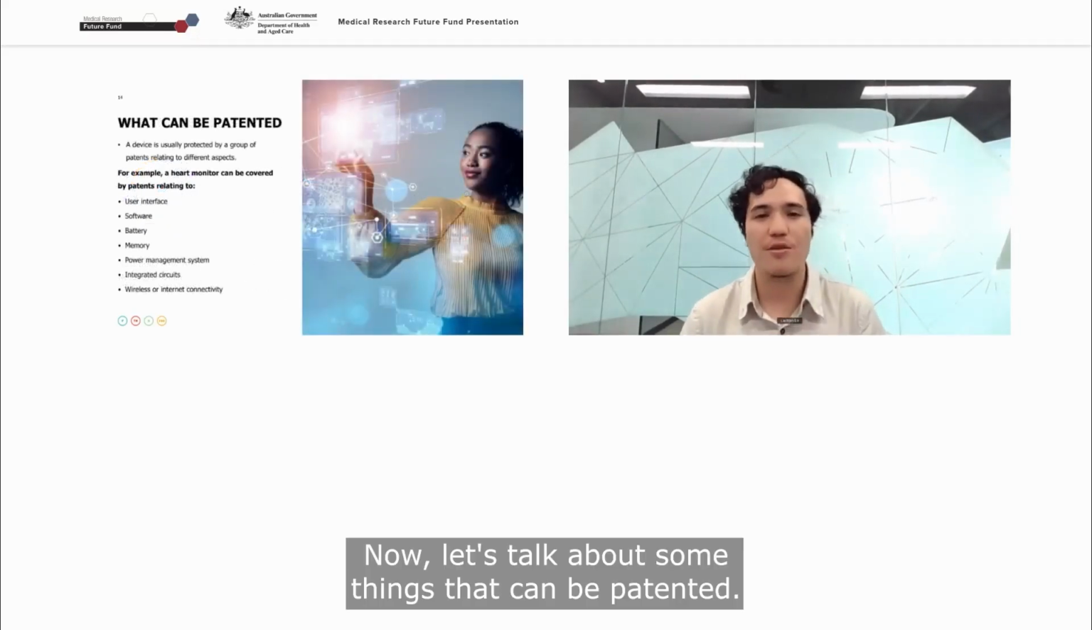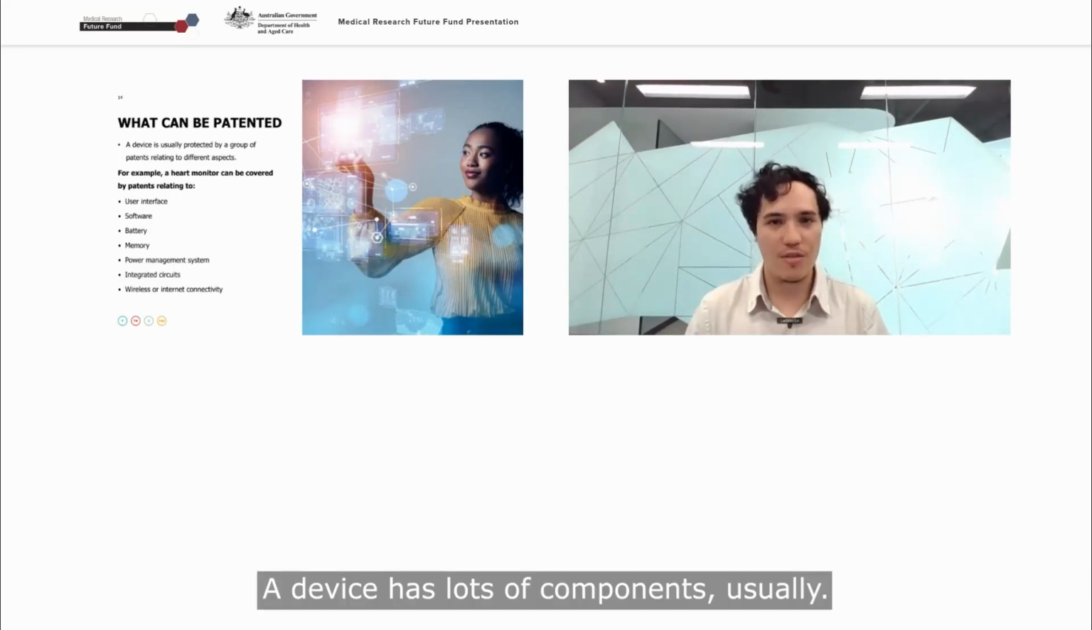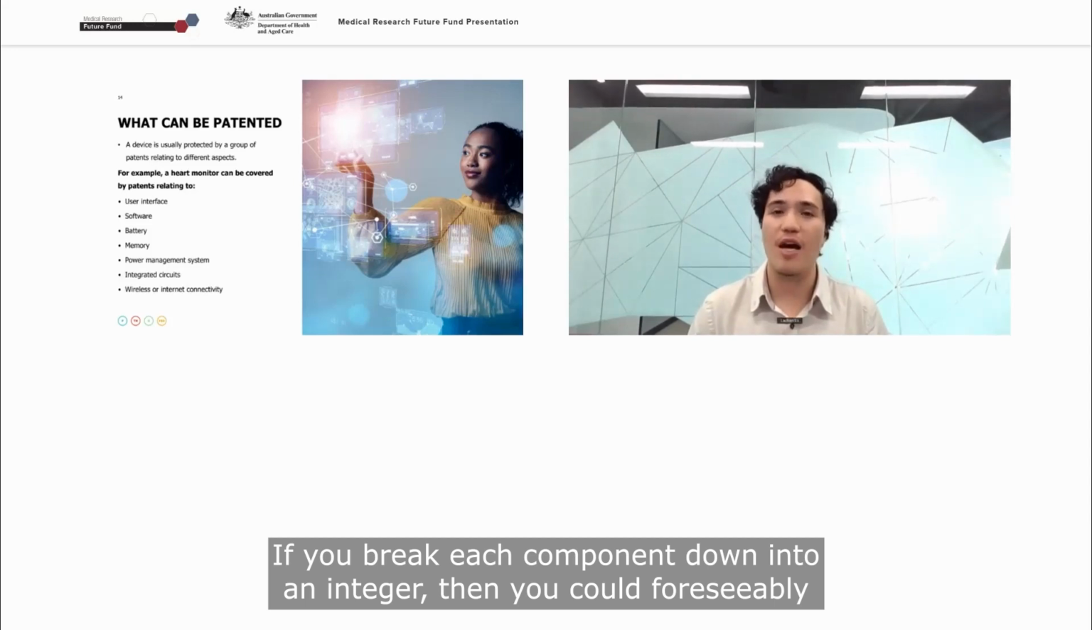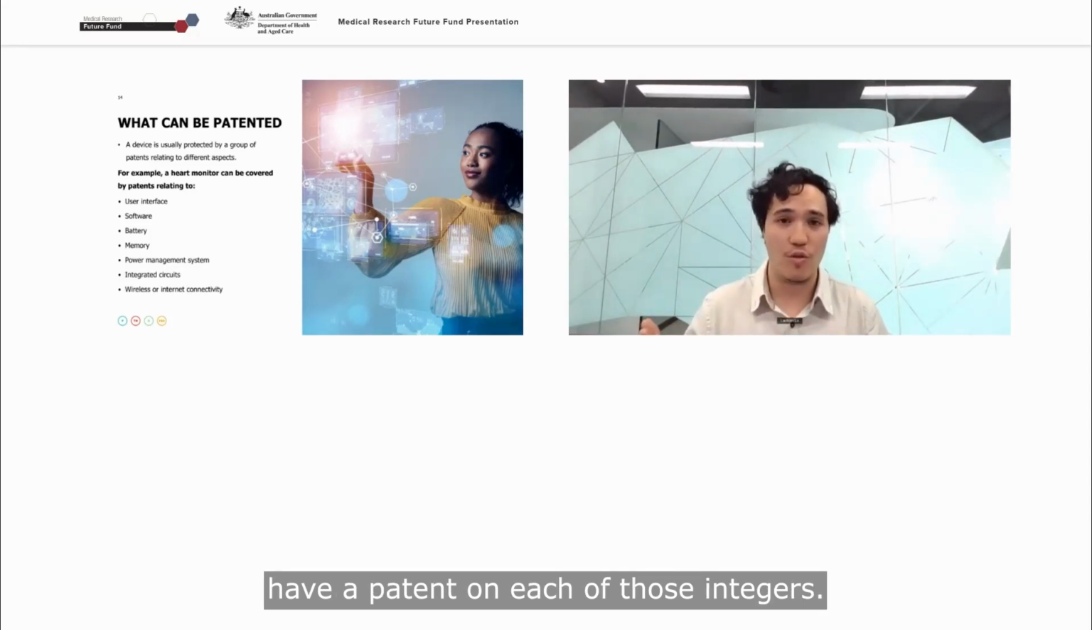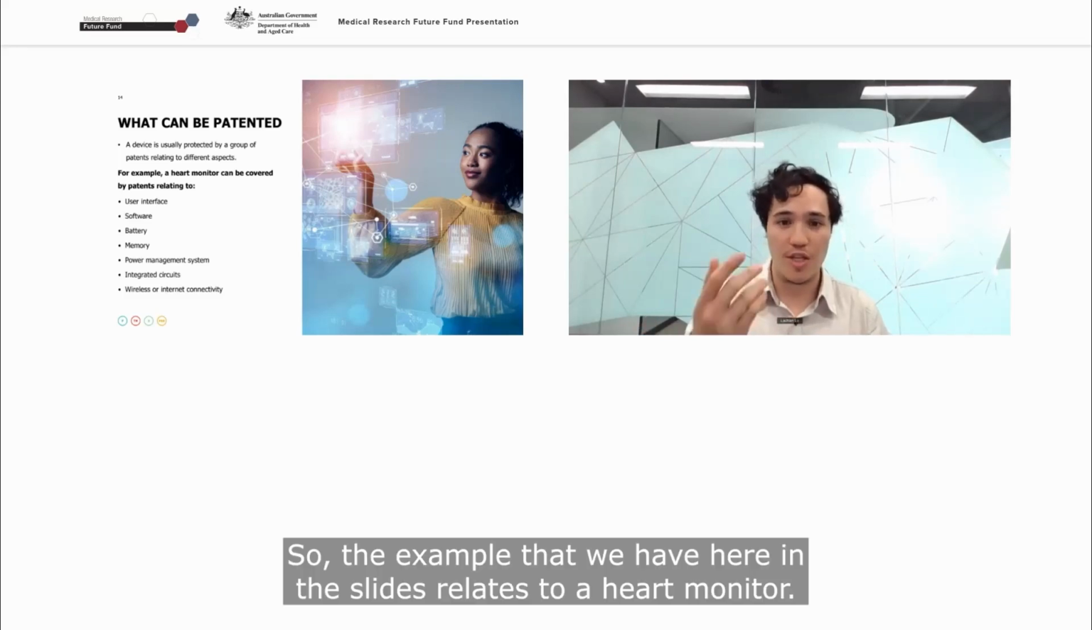Now let's talk about some things that can be patented. A device has lots of components, usually. If you break each component down into an integer, then you could foreseeably have a patent on each of those integers. So the example that we have here in the slides relates to a heart monitor.